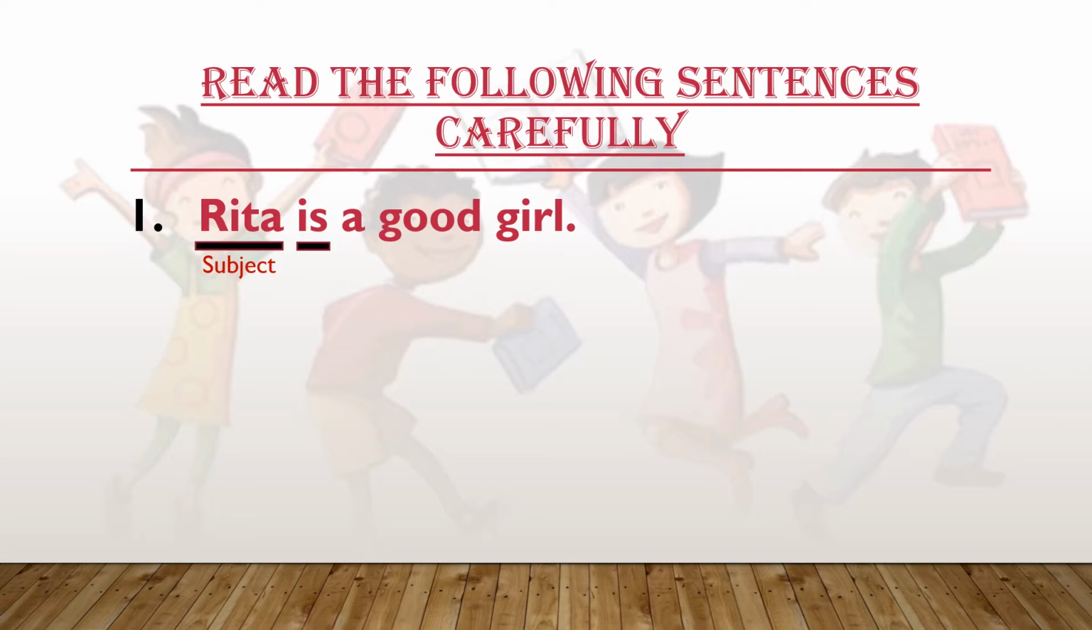So verbs are used to depict actions. They can also be used to show possession. And we can also use verbs as B form of verbs. What are B form of verbs? B form of verbs are is, am, are, was, were. All these are B form of verbs. So here in this sentence, we have used a B form of verb, that is is. So Rita is the subject and is the verb.